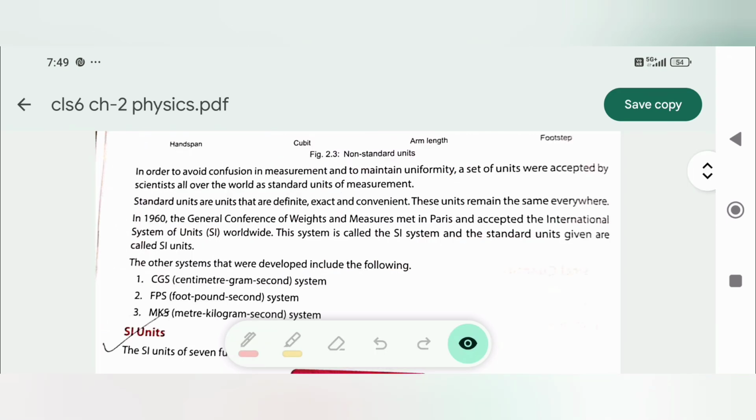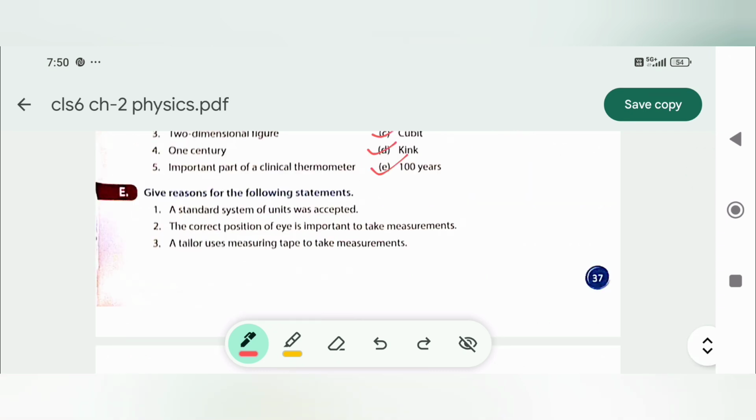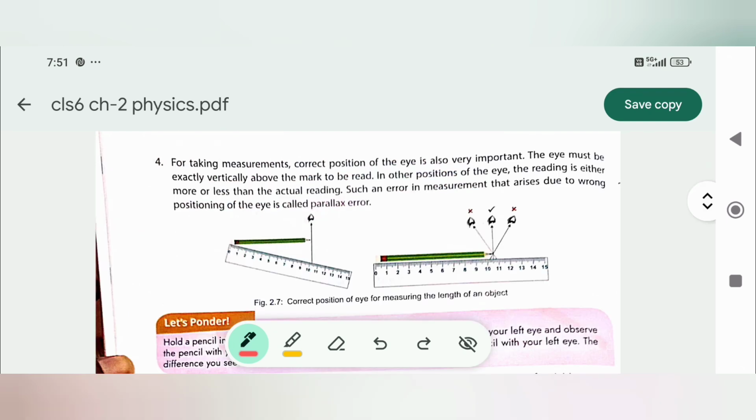So, in order to avoid confusion in measurement and to maintain uniformity, a set of units were accepted by scientists all over the world as standard units of measurement. So this is E1. 2. The correct position of eye is important to take measurements. So the correct position of the eye is very important.